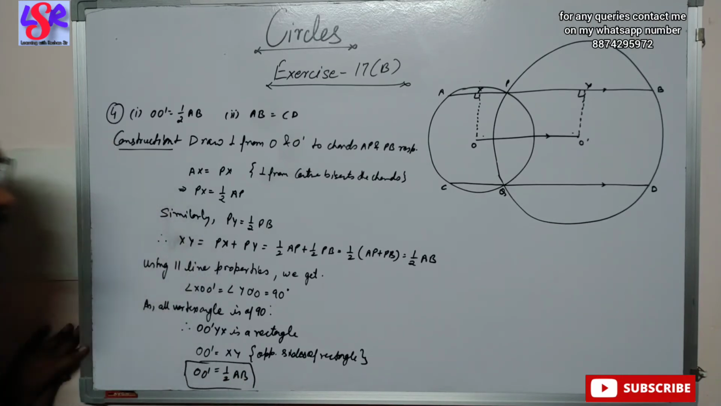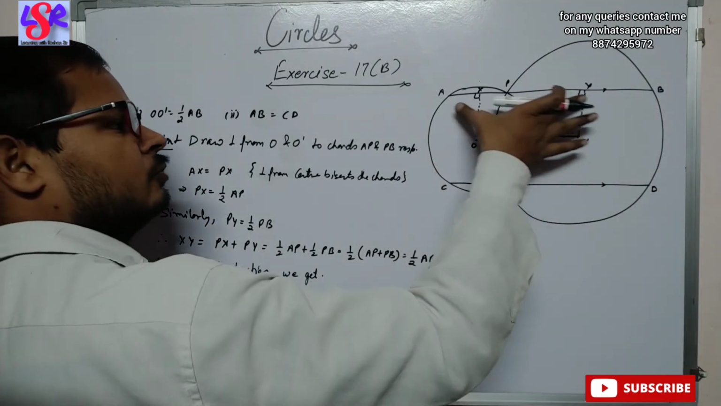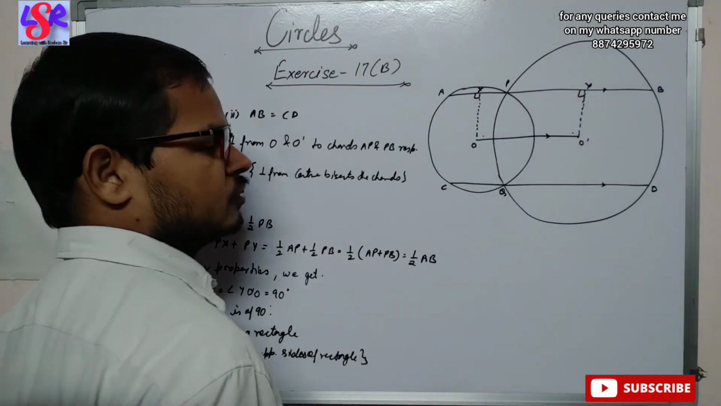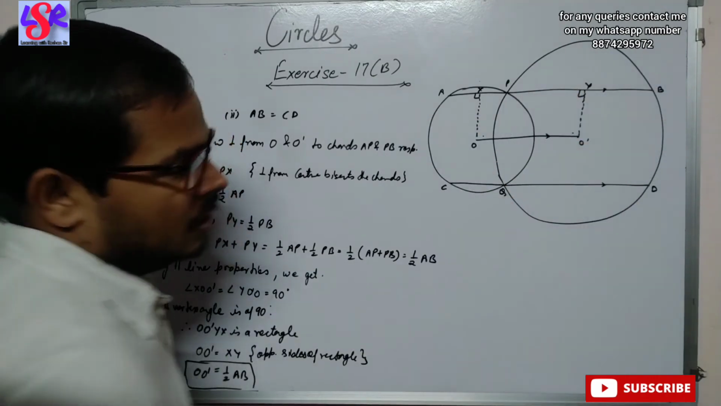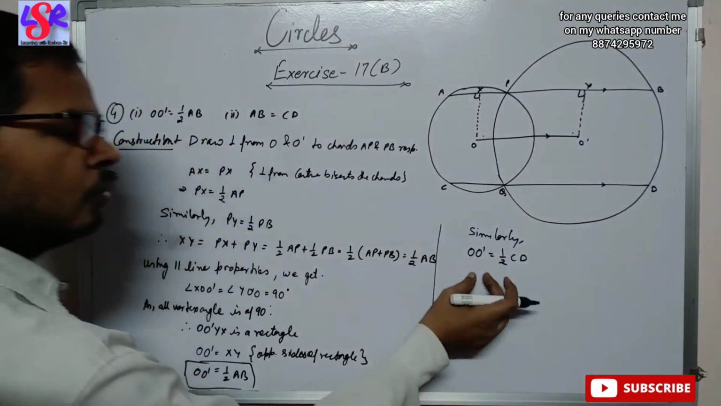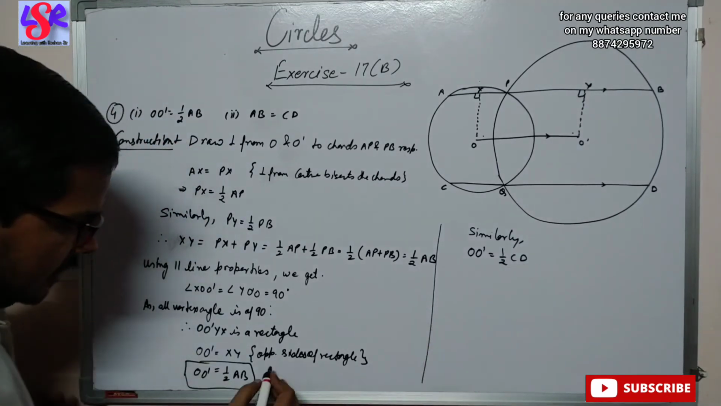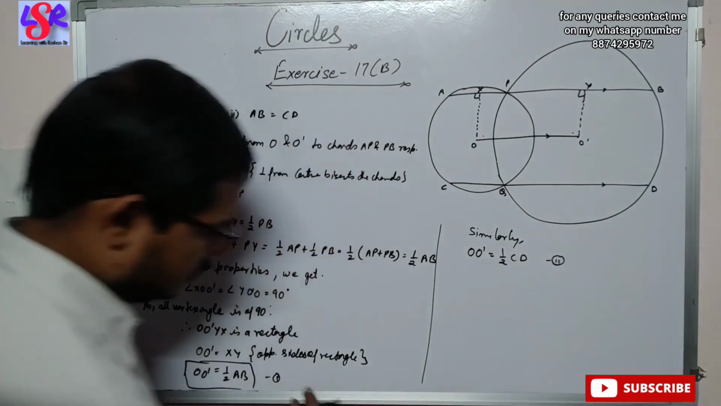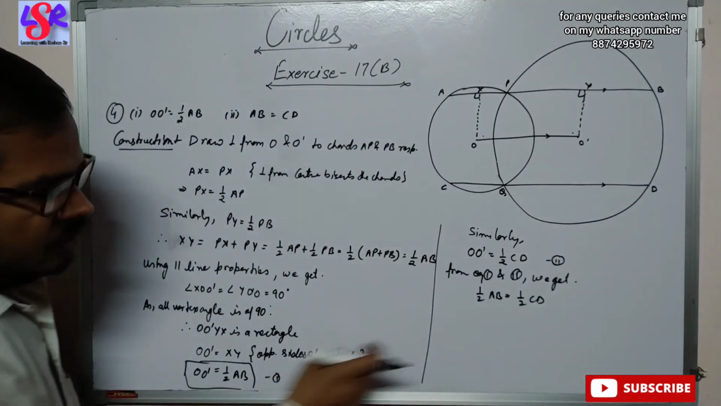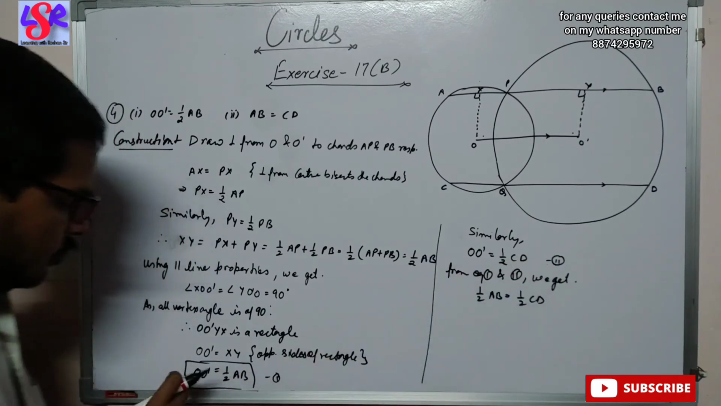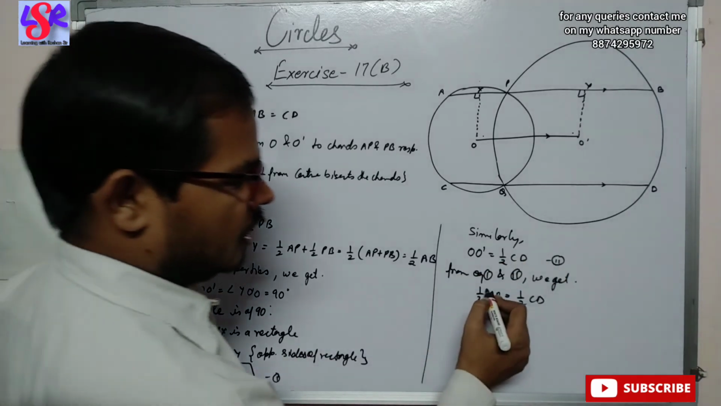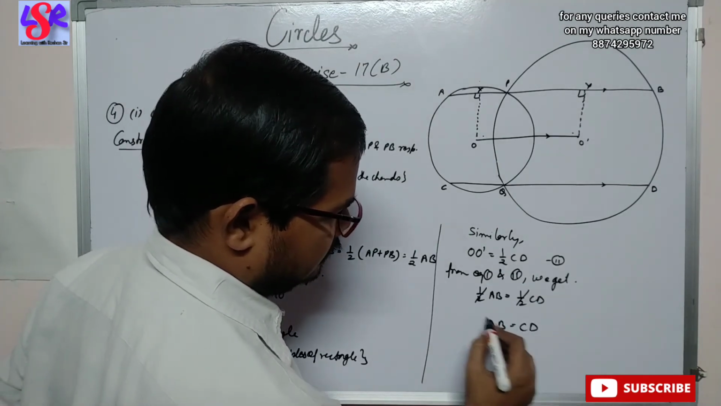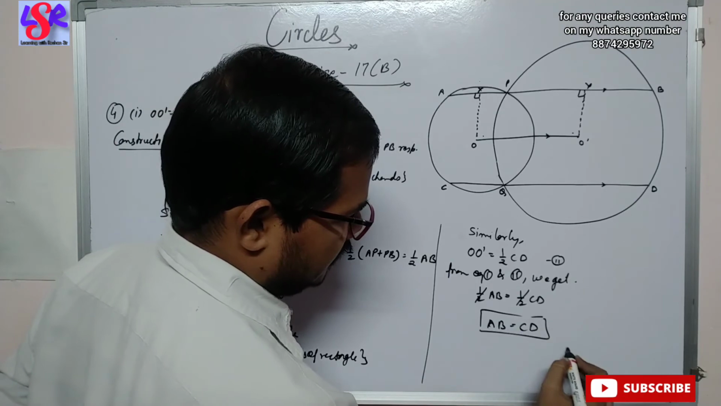Now we'll move to the second one. In the second one we have to prove AB equals CD. Just as we showed O' is half of AB, we can show O' is also half of CD. So similarly we get O' equals half of CD. Now let this one be equation number 1 and this one be equation number 2. From equation 1 and 2 we get 1 upon 2 AB equals 1 upon 2 CD, as they both are equal to O'. Now this half will be cancelled from both sides and AB will equal CD. This is your second part, hence proved.